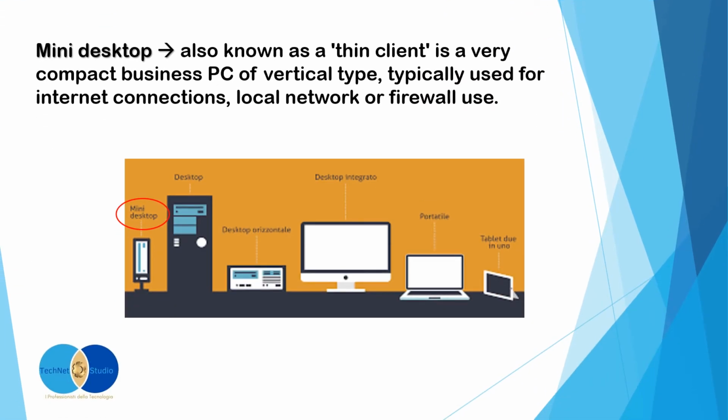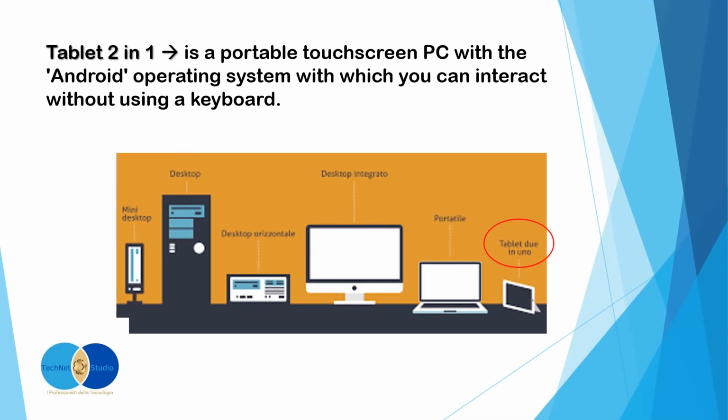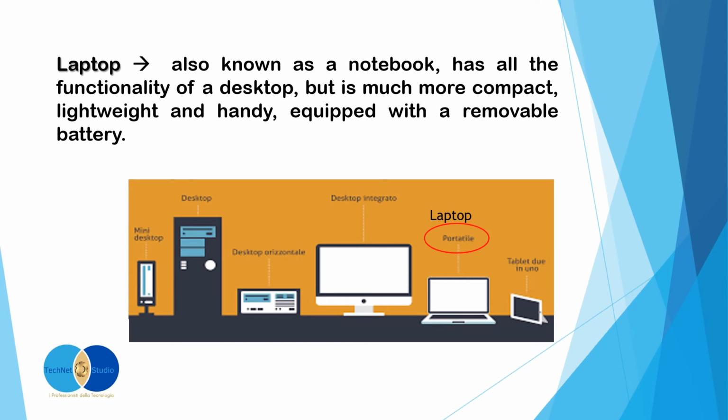Then we have the mini desktop, which is also known as the thin client, which is a very compact business PC of vertical type, typically used for internet connections, local network, or firewall use. Second to last is the tablet 2-in-1, which is a portable touchscreen PC with the Android operating system with which you can interact without using a keyboard. Last is the laptop, which is also known as a notebook and has all the functionality of a desktop, but is much more compact, lightweight and handy, equipped with a removable battery.